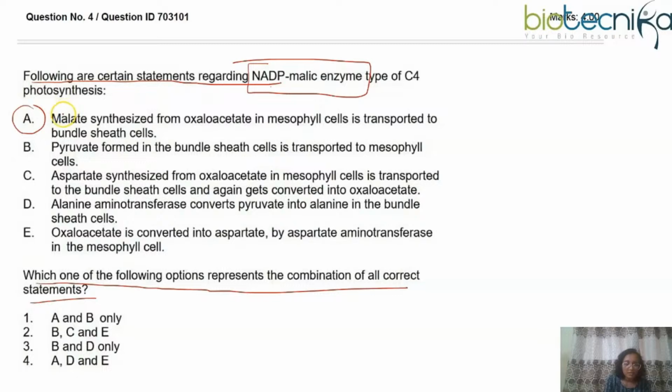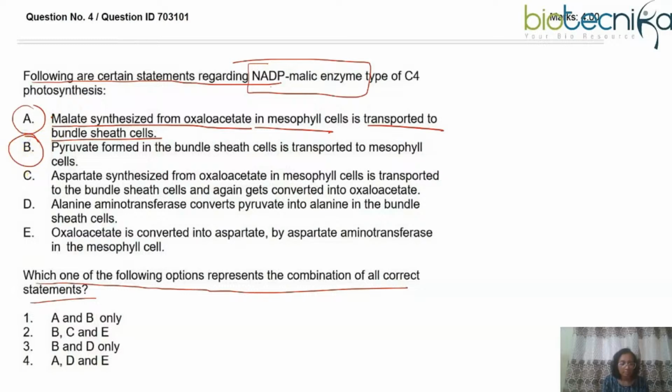First statement: malate synthesized from oxaloacetate in the mesophyll cells is transported to the bundle sheath cells. Yes, we already discussed earlier that in the C4 pathway, first, PEP carboxylase converts the bicarbonate ion to oxaloacetate. Oxaloacetate is a 4-carbon compound. That's why the name of the pathway is C4 pathway. Oxaloacetate is converted to malate in the outer mesophyll cells itself. Malate is then transported to the inner bundle sheath cells. So, statement A is correct.